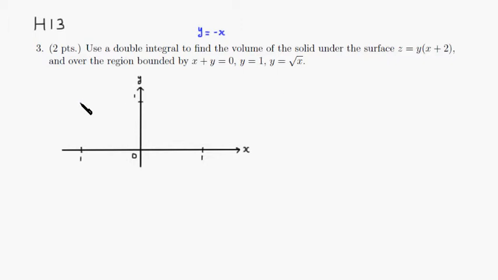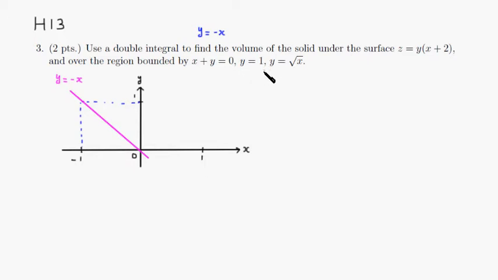So it's going to go through the point -1 comma 1. Then it's just a straight line, so I'm just going to draw a straight line through the origin, and it looks kind of like this. So that's the line y equals negative x.